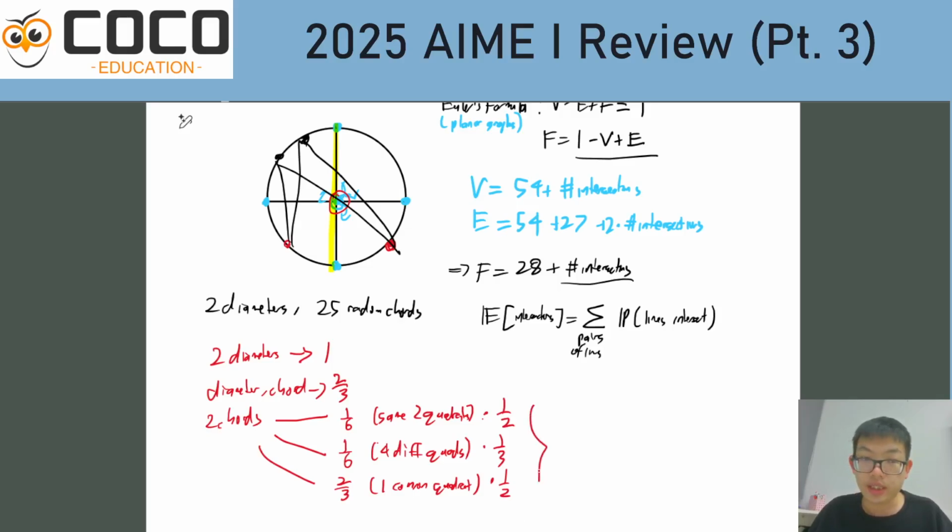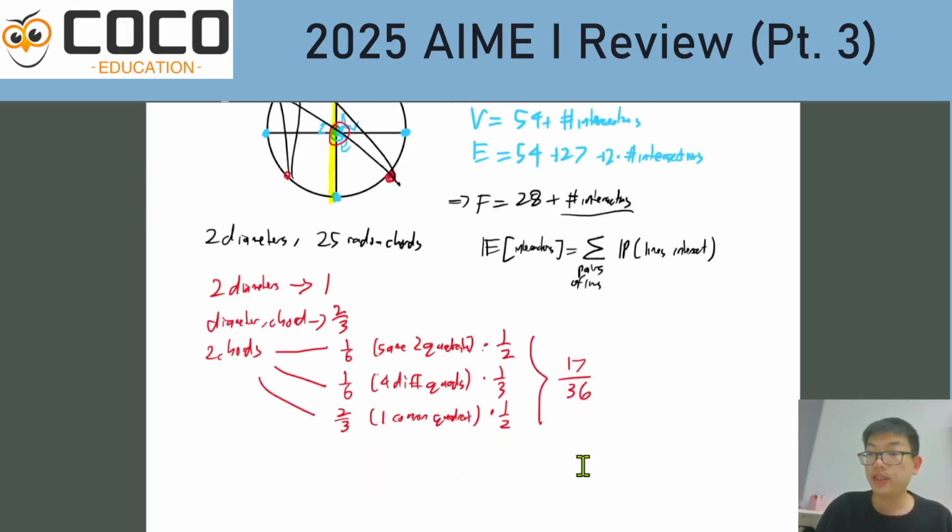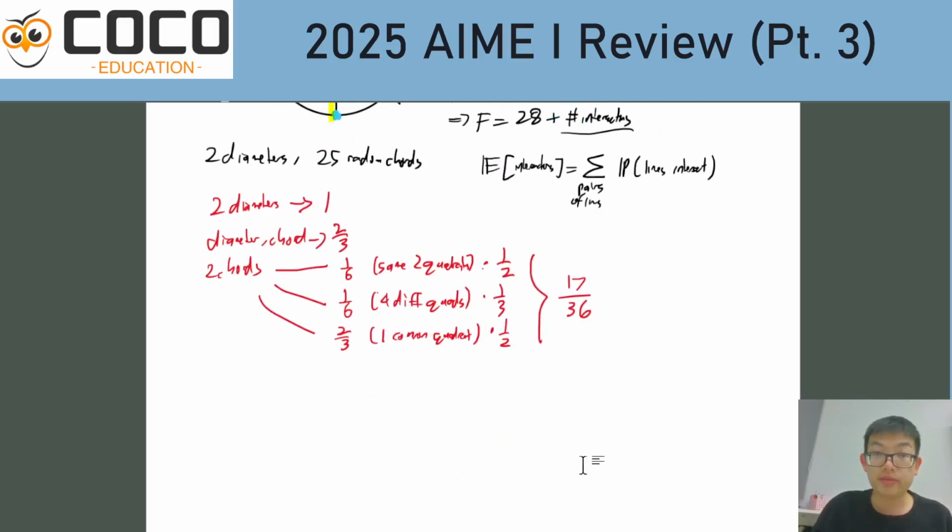Okay, let's add this up. We get a total of 17/36, if I'm not wrong. So let's put it together. If I am correct, great. If I am wrong, let's hope I get a non-integer answer so that I know that I'm wrong.